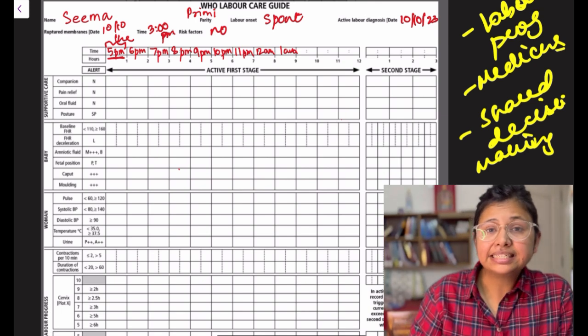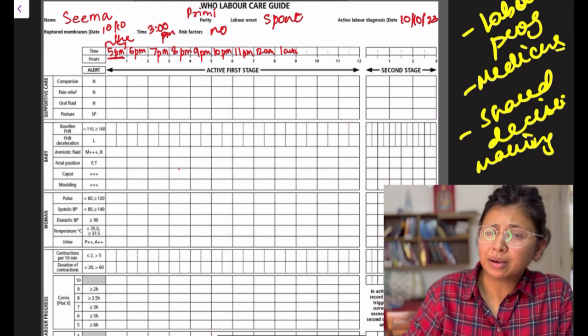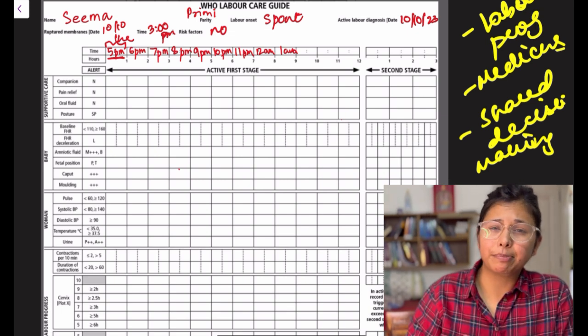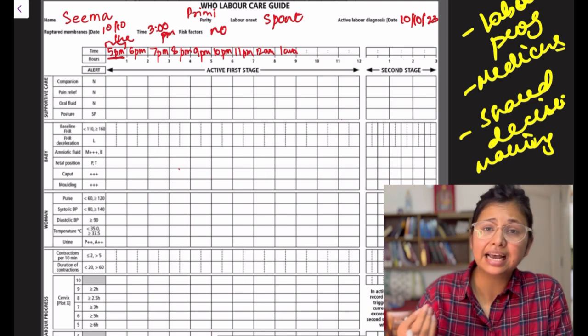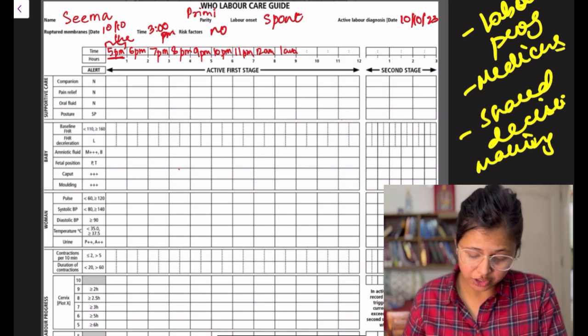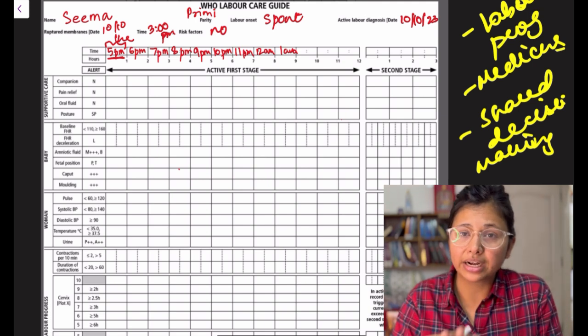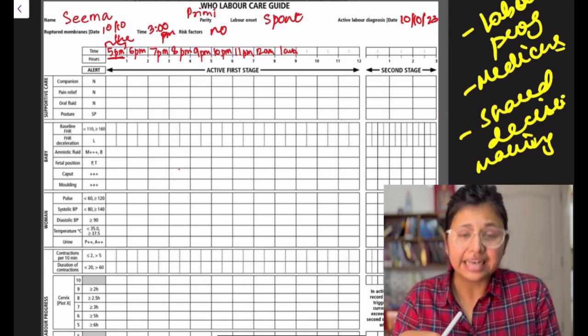So if the companion is present, we write a Y, and if the companion is not there, then we write an N. Next is pain relief. So, pharmacological, non-pharmacological, maybe we give her PCM or offer her epidural analgesia. Yes, if it is there. No, if it is not. Oral fluid, if she's taking orally, then again, yes and no. And lastly, posture.